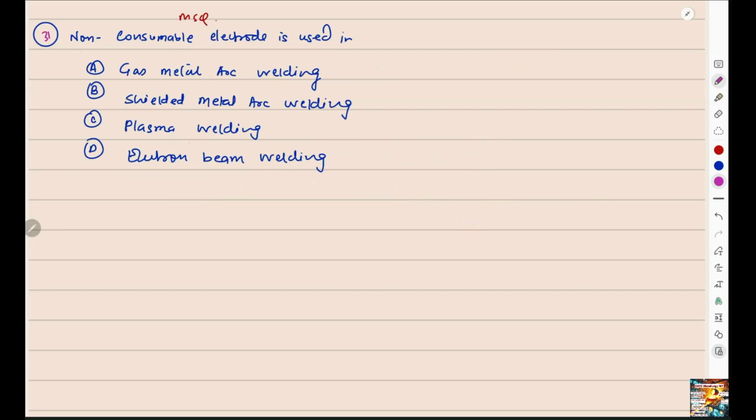Which of the following uses non-consumable electrodes? So first one is gas metal arc welding. In this case, they use a consumable electrode. It melts with the base metal.